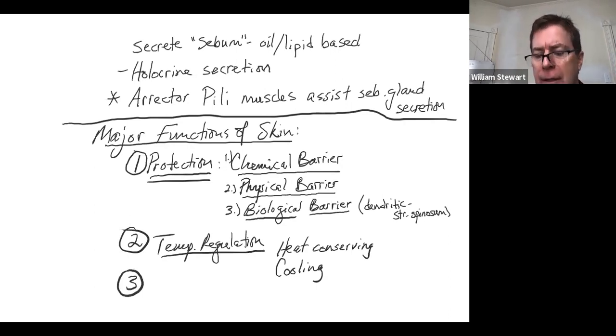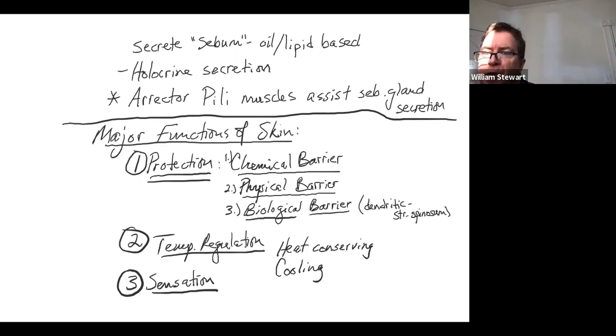Third main function is sensation. That just means we have those coiled nerve endings as well as Merkel cells. So we've got Merkel cells and Meissner's corpuscles that help with light touch, deep touch, pain receptors found in our skin.